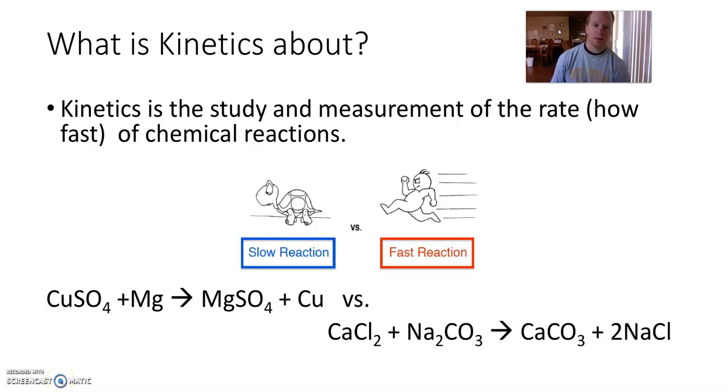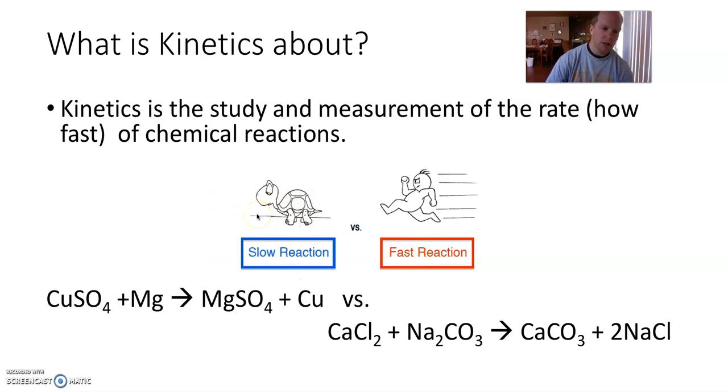So what is kinetics about, you guys? Kinetics is basically the study of how fast a reaction happens. Some reactions are really fast. You drop sodium in water, you don't have to wait very long for the reaction to start. It's a fast reaction. Whereas if you drop a piece of iron in water, over time that iron is going to rust, but you're not going to register it by staring at it. It takes a long time. That is a slow reaction.